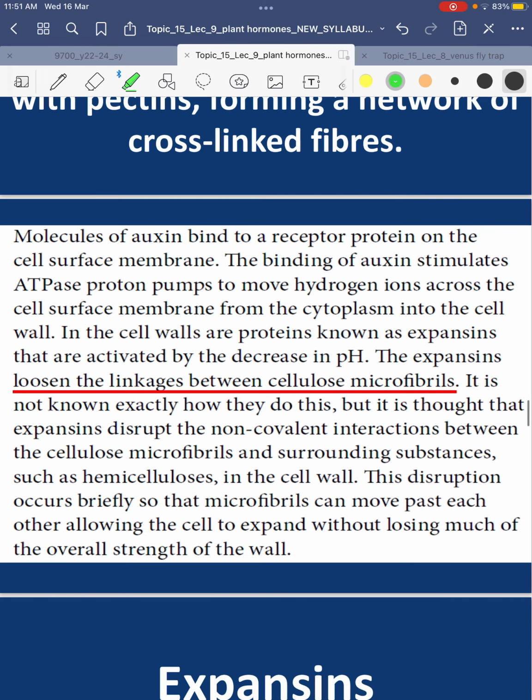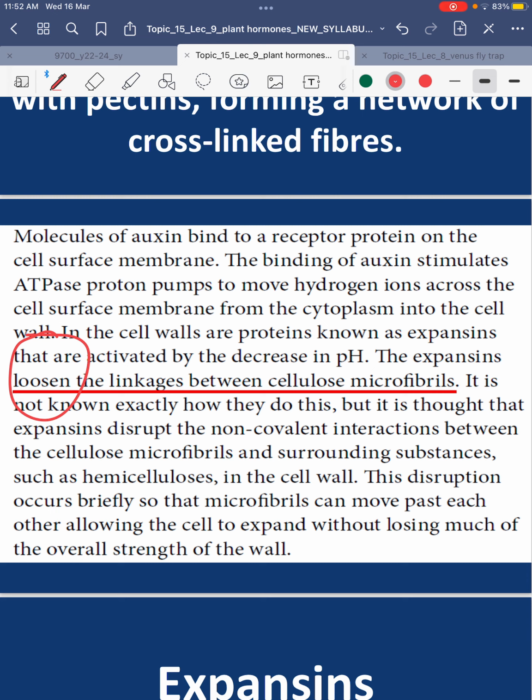Okay, so let's read this one here. Molecules of auxin bind to a receptor protein on the cell surface membrane. The binding of auxin stimulates the ATPase protein pump to move hydrogen ions. A protein known as expansin is activated by the decrease in pH. So this is not an enzyme. This is just a loosening protein. It's very important that it doesn't break. You get the concept right.